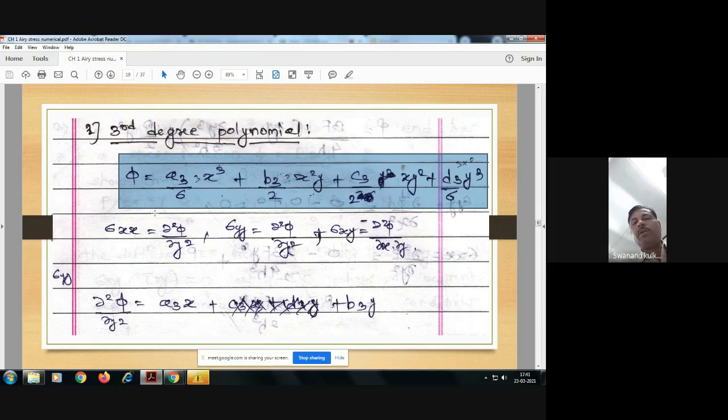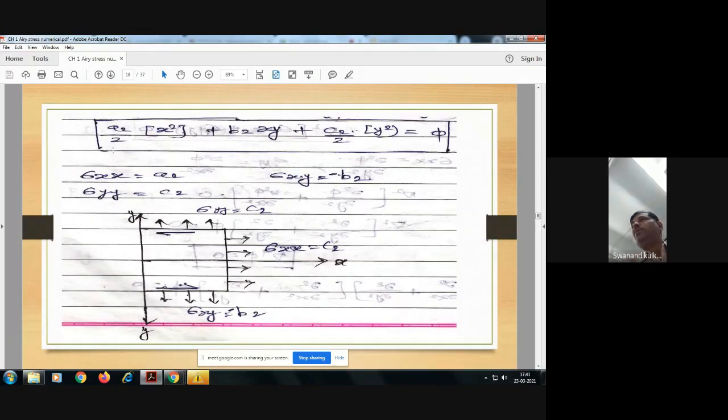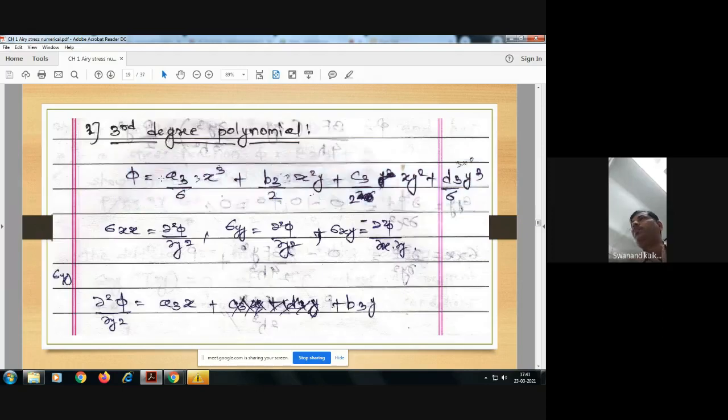See here, am I audible? Yes, sir. Okay. So with this second degree polynomial, we got the equation a2 upon 2 x square. Now we are going for third degree polynomial.